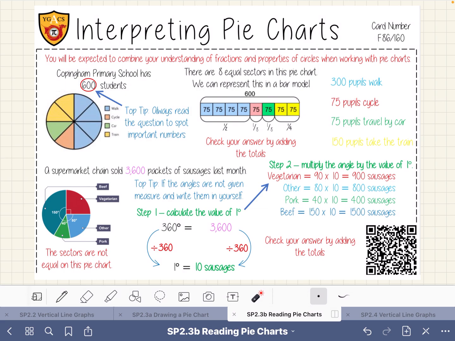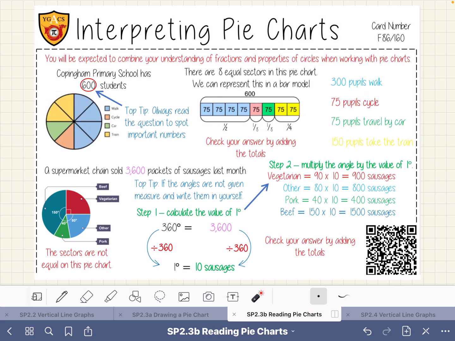Now you can see that these have been colour-coded to match the pie chart, where we can see half of the full pie chart is designated to those who walk. Now half of 600 is a nice calculation. We can work out that is 300 pupils in total, or 75 added together 4 times, or 75 multiplied by 4.